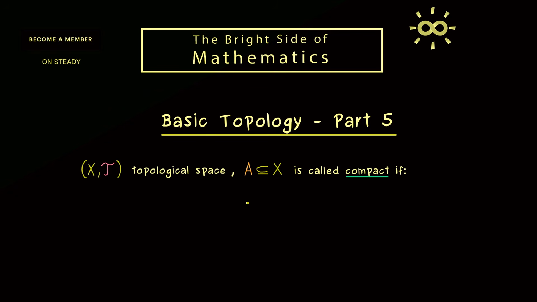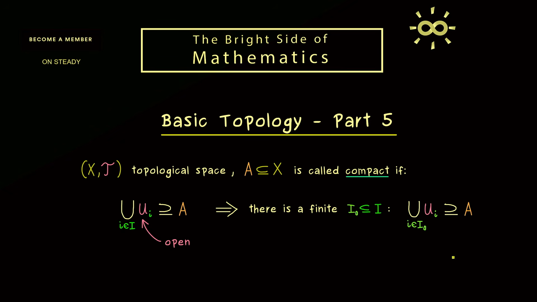In short, you can just remember it means that every open cover of A has a finite subcover. And the actual meaning of that is if you take open sets U_i and the union of them is a superset of A, then you are able to omit a lot of these open sets and still get the same result. More precisely, you can restrict yourself to finitely many open sets. So this is the explicit meaning of: every cover has a finite subcover.